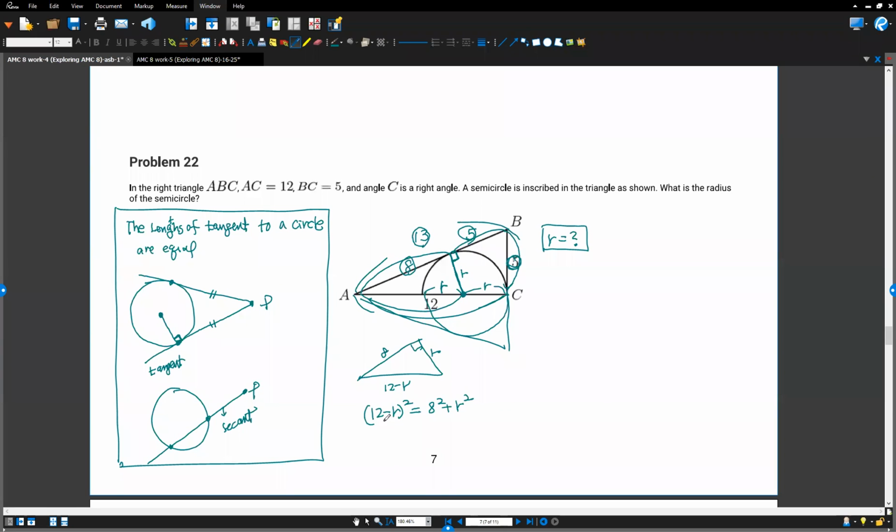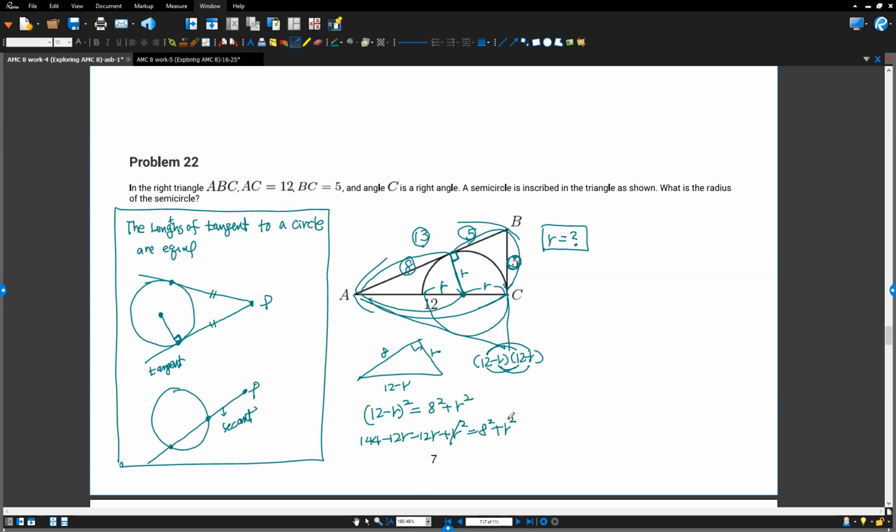Anybody can expand this one? 12 minus R, 12 minus R. 12 times 12 is 144. 12 times R gives negative 12R. R times 12 gives minus 12R. Minus R times minus R is R squared. If you know this, you can solve this way.